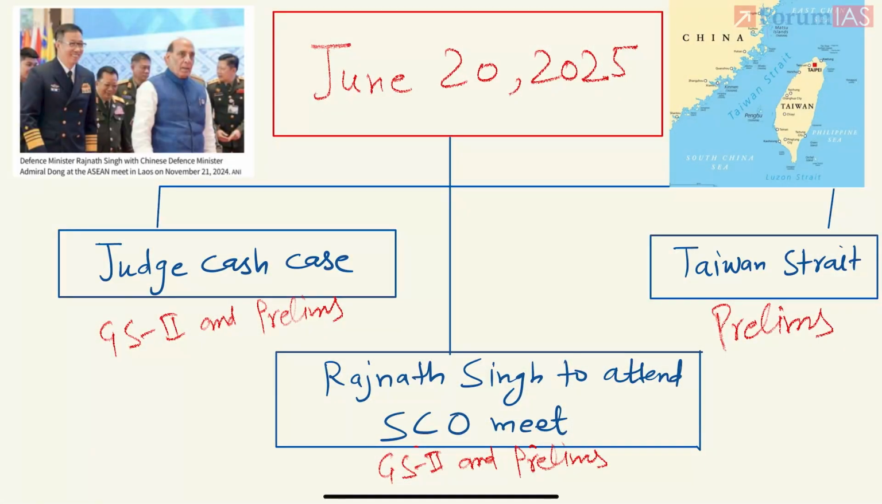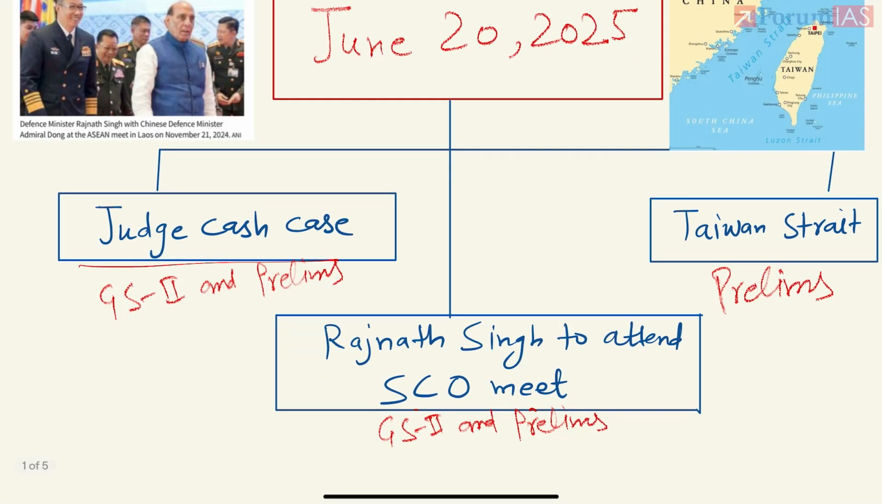Today is June 20 and the news we are going to cover are: the first is the Judge Cash case. Here, Justice Yashwant Verma is likely to face an impeachment motion in the upcoming parliament session. If the motion is passed, then he will be the first judge in the history of the Indian judiciary to be impeached. We will see. Second is Rajnath Singh, the defense minister, to attend the SCO meet. Then Taiwan Strait. Okay, so let's move on.